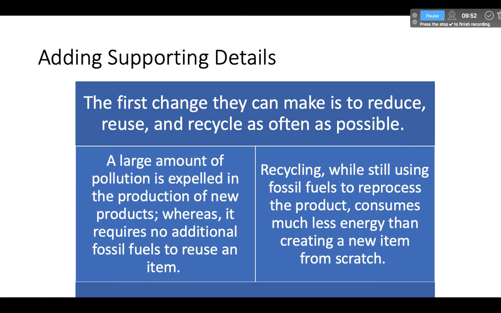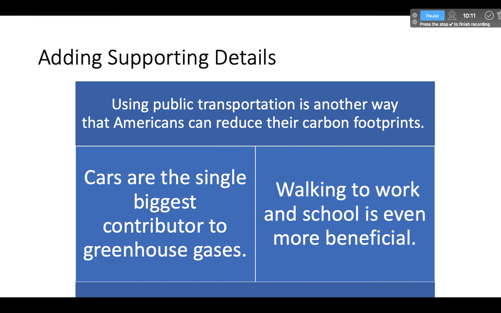So the first change they can make is to reduce, reuse, and recycle as often as possible. And then you need to explain and analyze how reducing, reusing, and recycling as often as possible can reduce the average American's carbon footprint. And we have the same thing happening here and here.